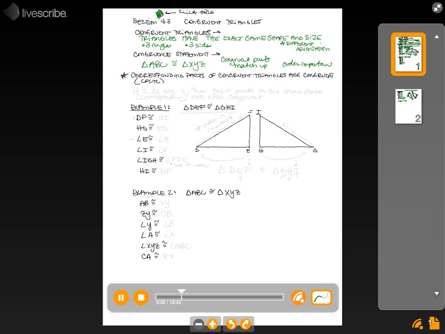In your examples, we're going to be naming things. So it's really important that you get the order exactly the same from one triangle to the other because they have to match up exactly. They have to be named the same way.